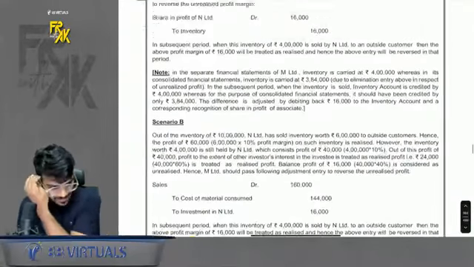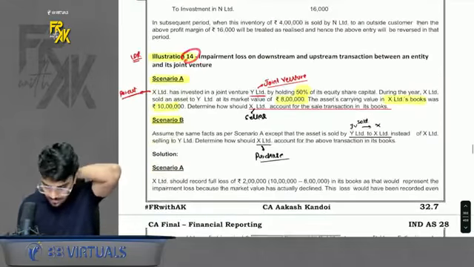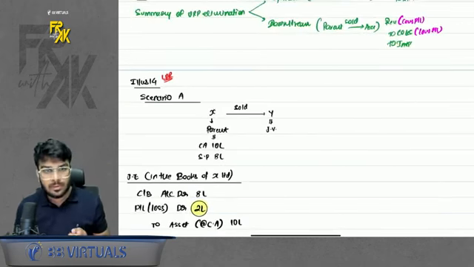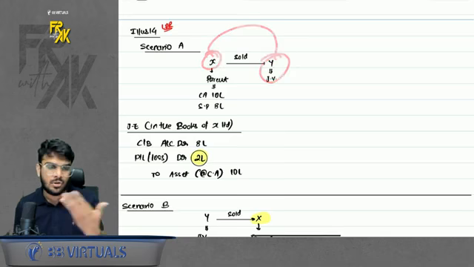Then there was one more question, illustration number 14. There was a sale and purchase of an asset between parent and subsidiary in illustration 14. So there is one asset. In the first case, I will directly show you the solution only. See, in scenario A, the parent is selling to a joint venture.